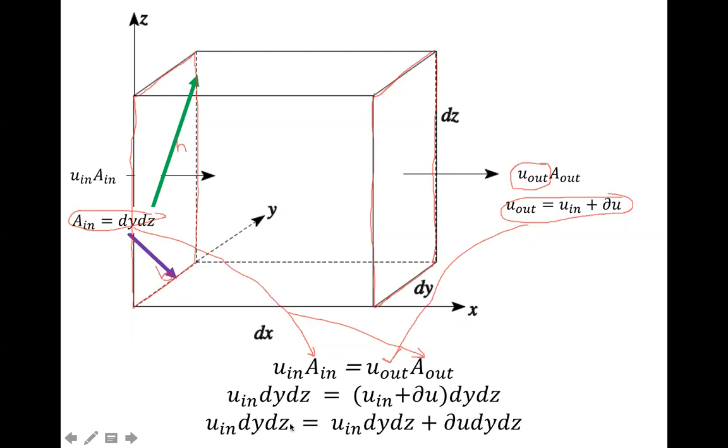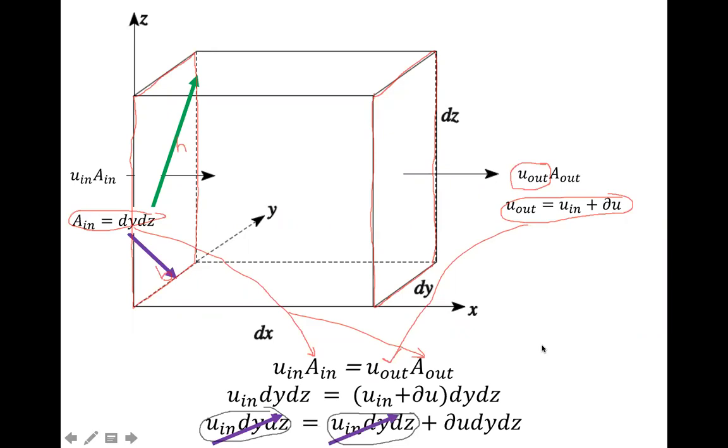So when I do that, I see that u_in dy dz plus delta u dy dz on this side of the equation. And on this side of the equation, I still have u_in dy dz, which is great because now I notice that I have u_in dy dz on both sides of the equation. So I can just subtract u_in dy dz from each side of the equation.